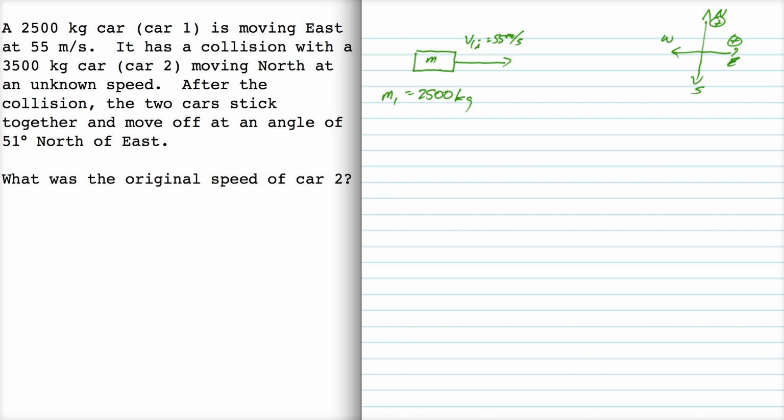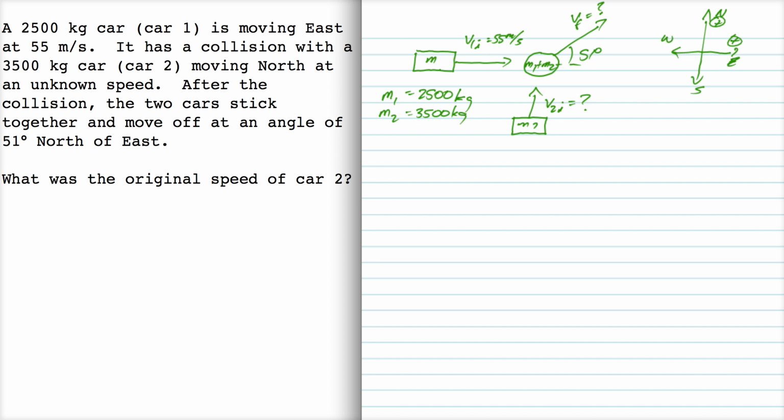And we have car 2, which is 3,500 kilograms, moving north with an unknown speed v2I. And the two cars stick together after the collision and move off together, M1 plus M2, at an angle of 51 degrees north of east. We don't know the speed, and we want to know what's the original speed of car 2, v2I.